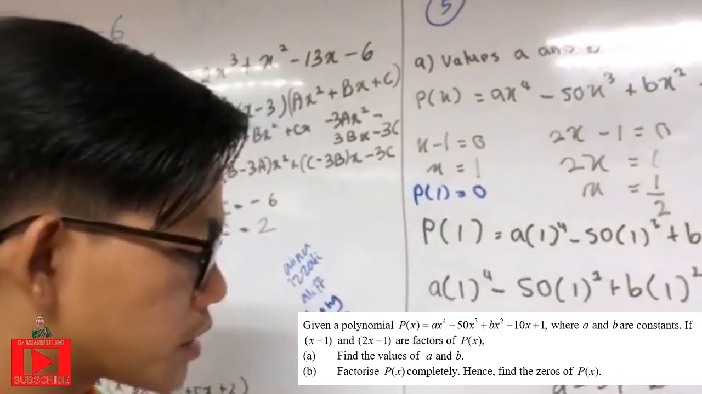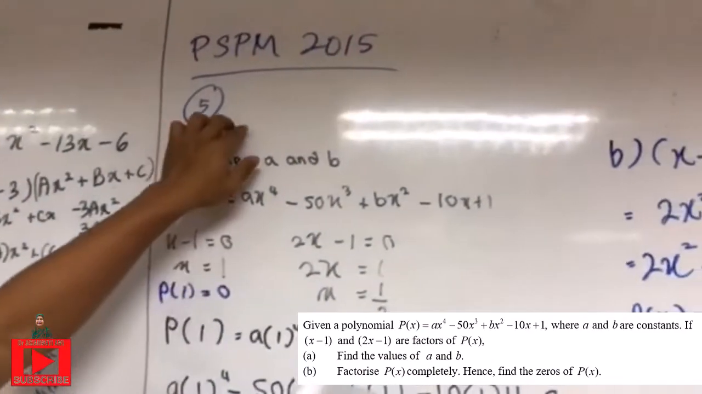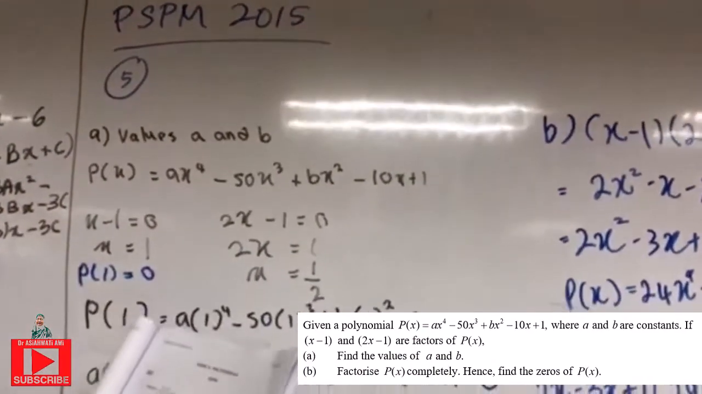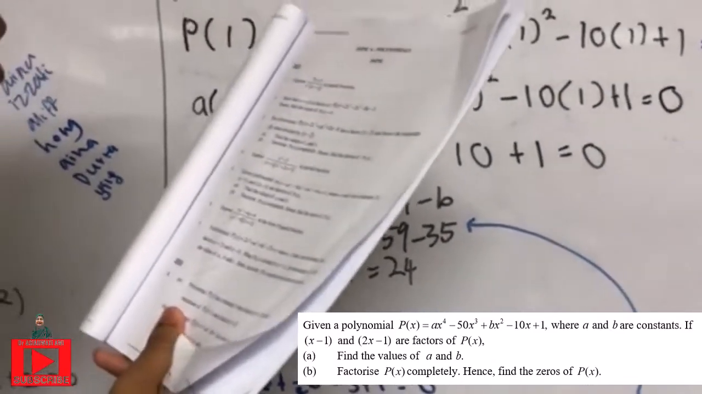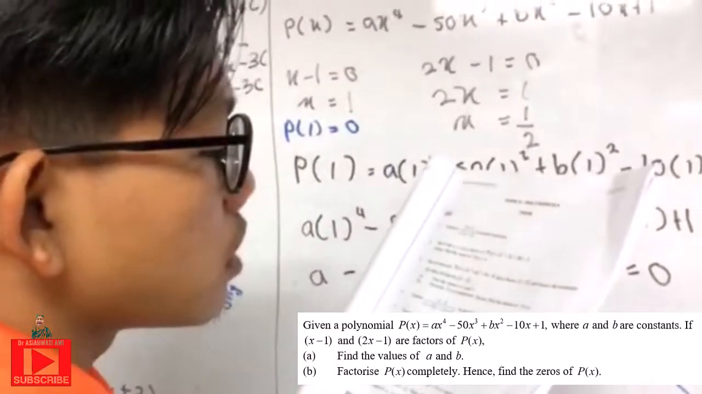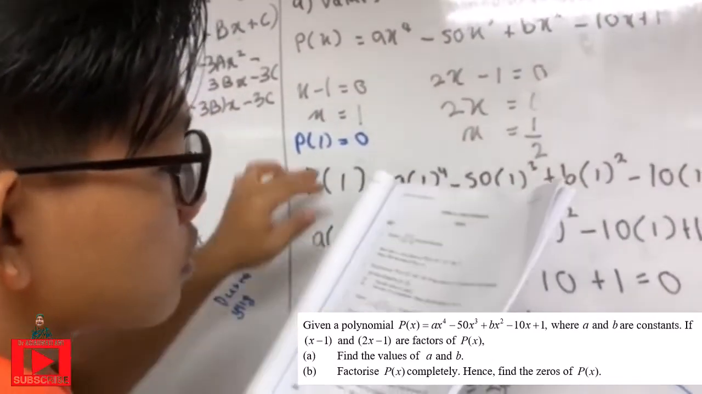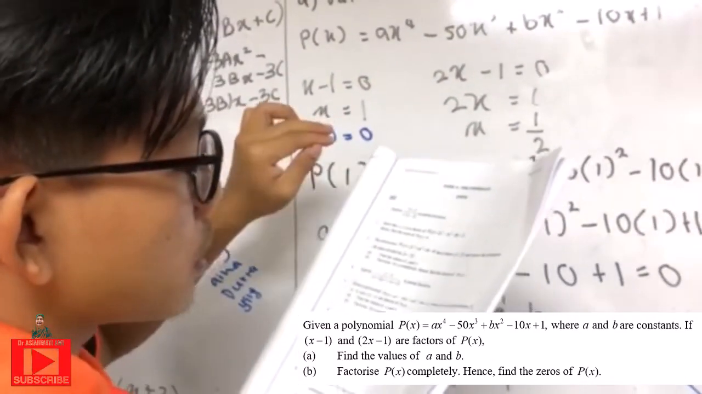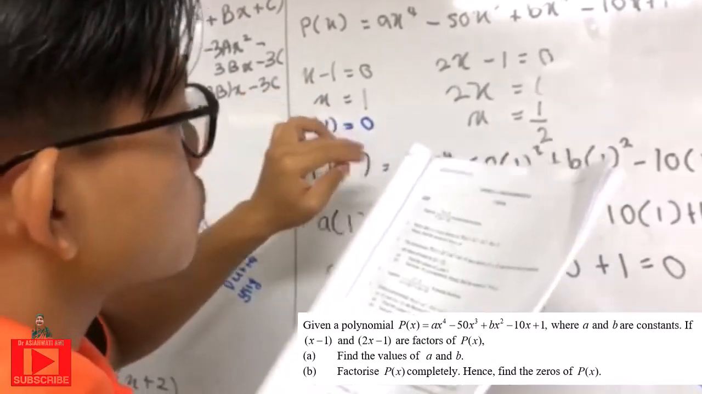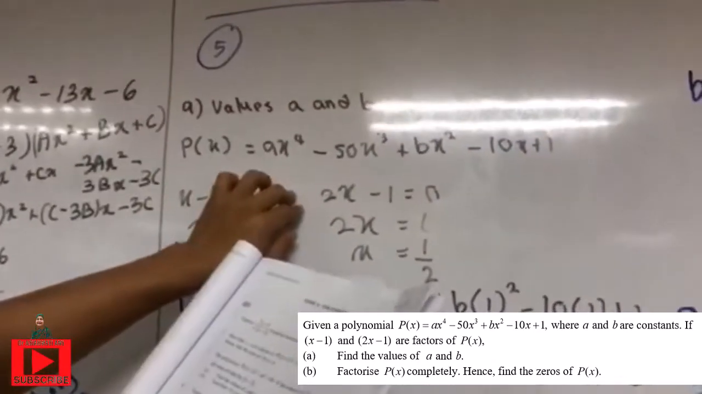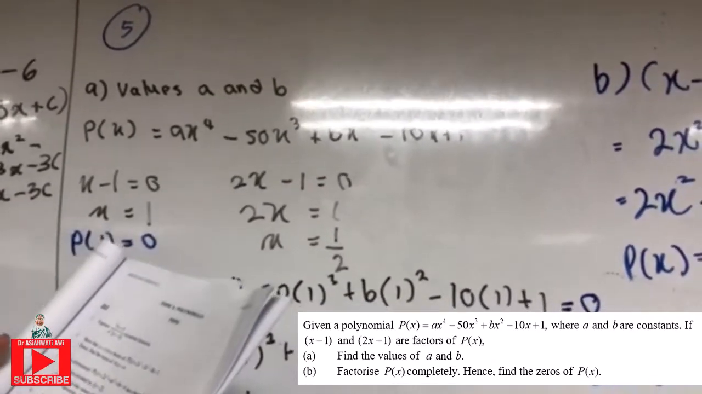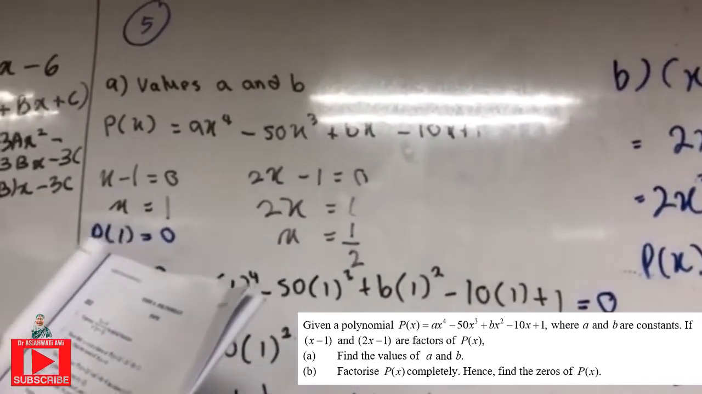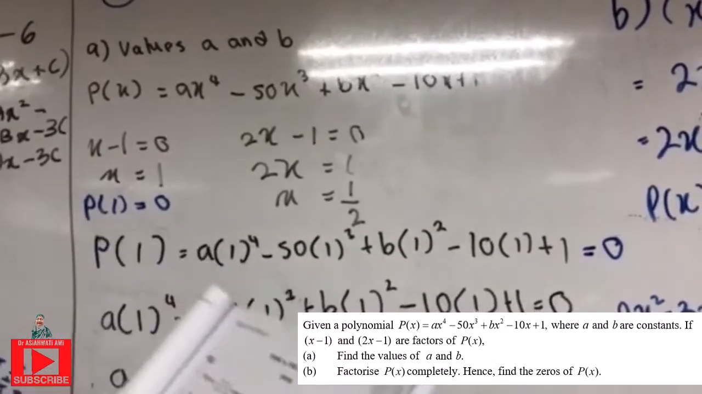So the question first, PSPA 2015, given the polynomial p(x) equal to ax to the power 4 minus 50x cubed plus bx squared minus 10x plus 1, where a and b are constants. If x minus 1 and 2x minus 1 are factors of p(x).